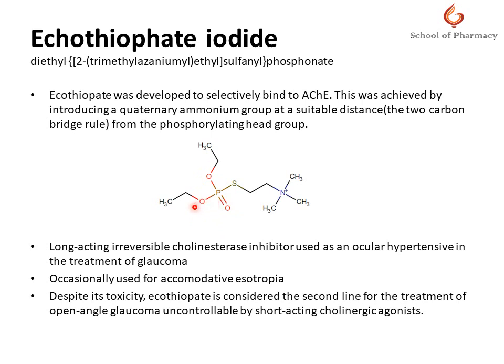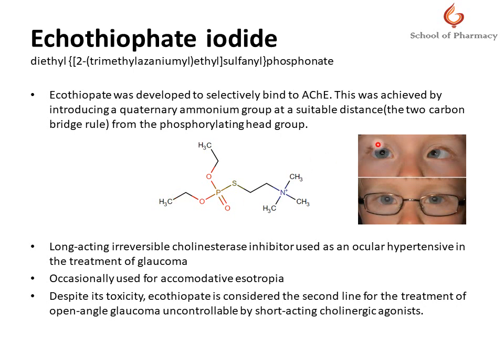Now, ecothiophate iodide is a potent, long-acting, irreversible cholinesterase inhibitor, which is used in the treatment of ocular hypertension and glaucoma, and occasionally used for accommodative esotropia. This is the accommodative esotropia.